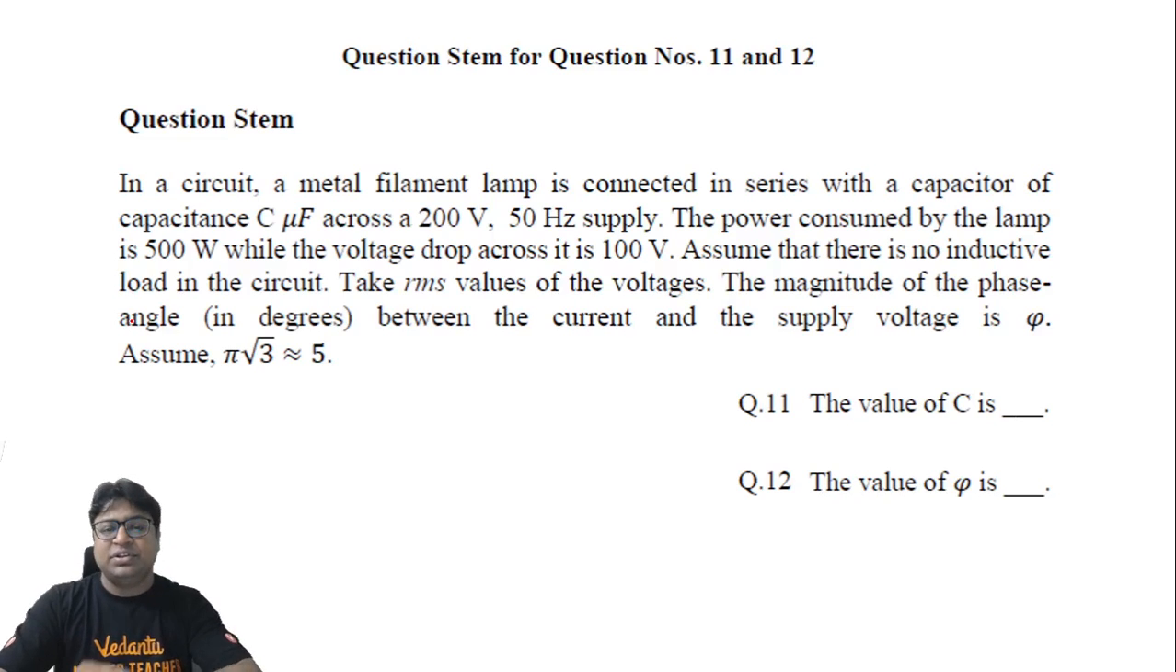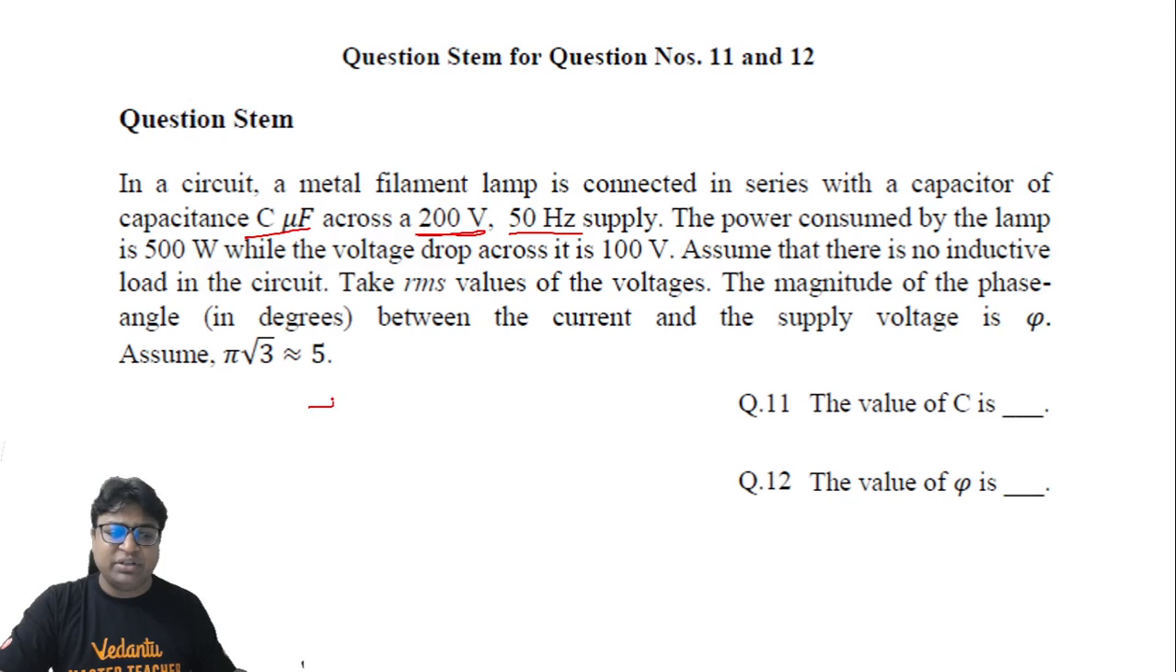Hello students, so this is question number 11 and 12 of paper 2 physics 2021 JEE Advanced. So this question says that a metal filament lamp is connected in series with a capacitor of capacitance C microfarad, and the supply voltage is 200 and the frequency is 50 hertz. Power consumed by the lamp is 500 watts.